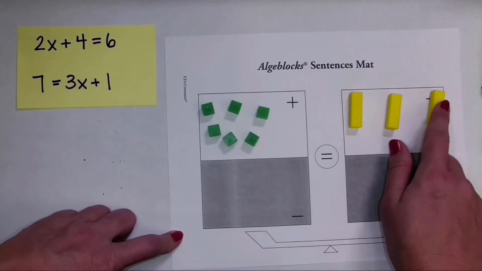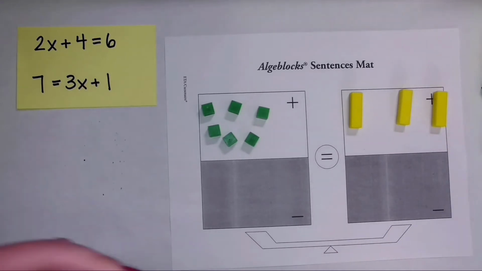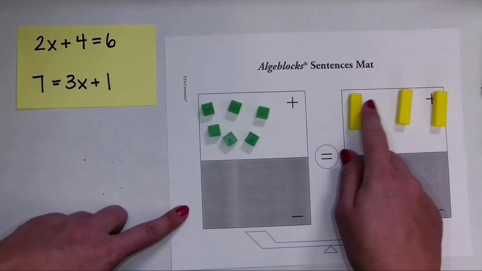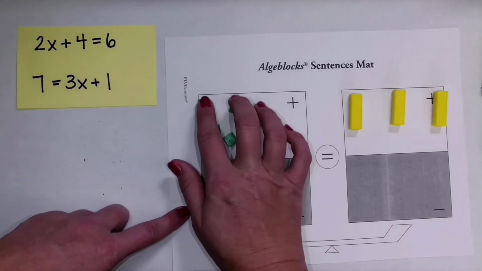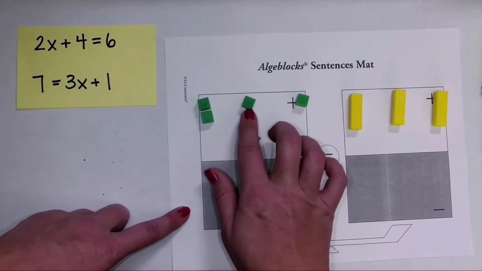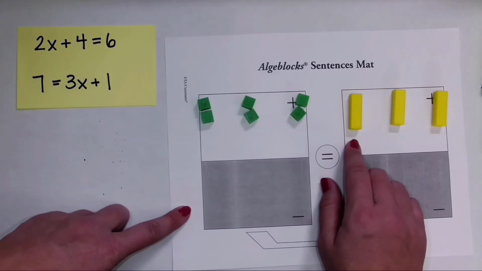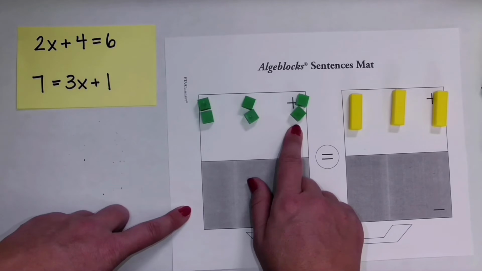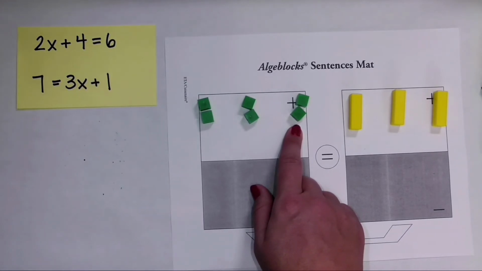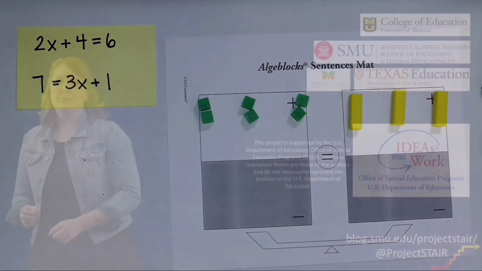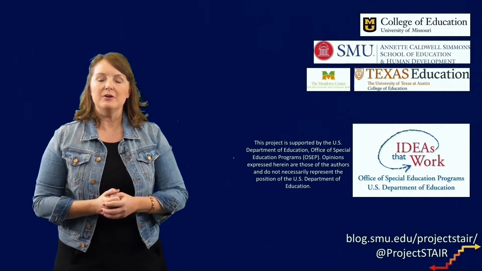Now let's figure out the value of a single x. So I divide these into 3 groups, and I'll divide my constants into 3 groups. So each x has a value of 2. So x equals 2.